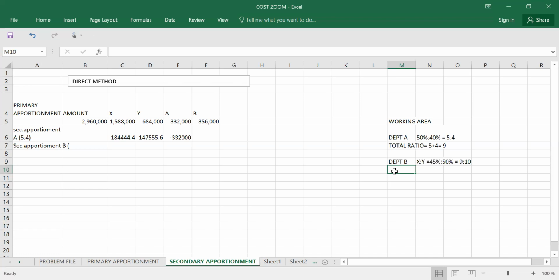So if you cannot do those things of reducing, you can just add. You can just say 50 to 40, like for department A, such that your total ratio will be 50 plus 40, total ratio to be 90. This one, it can be 45 plus 50, total ratio to be that. Because here, we have reduced the total ratio, and it is equal to, I'm adding 9 plus 10.